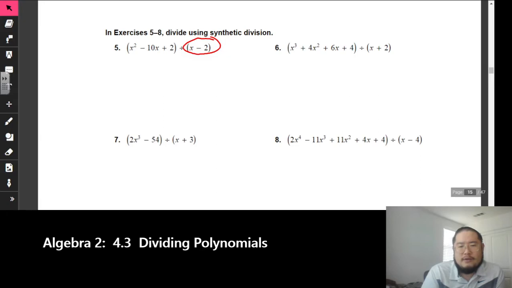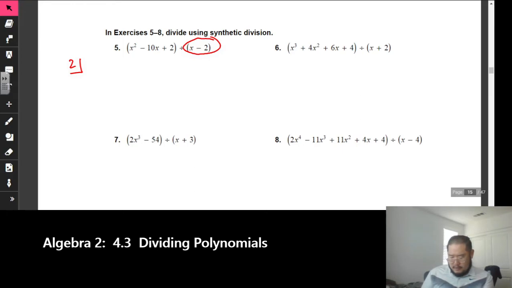What I'm going to have to do first right here is draw a little corner and drop in the number 2. So the number that you put in here will be the opposite of the number you see inside of the binomial. That is the first and most important thing right here. So if you pop in a -2, it's not going to work out.